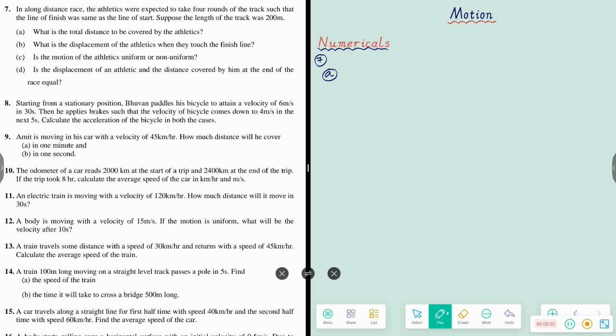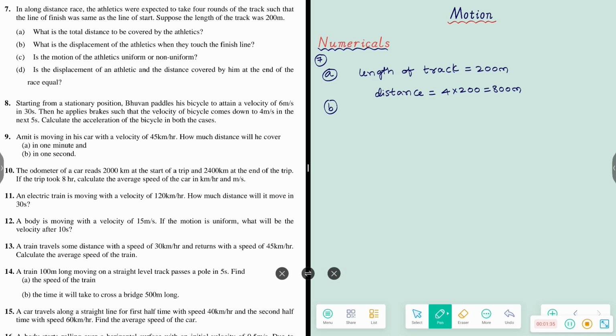So here length of the track is given, 200 meters, and athletes were expected to make 4 rounds. So what we have to do, when they are completing 4 rounds, then the distance covered by the athletes will be 4 into the length of the track, so 4 into 200, which is 800 meters. This is the first question answer.